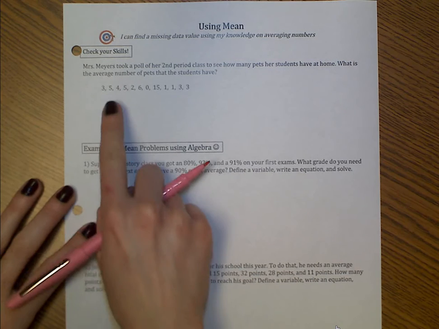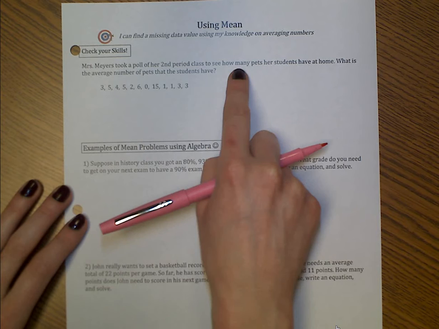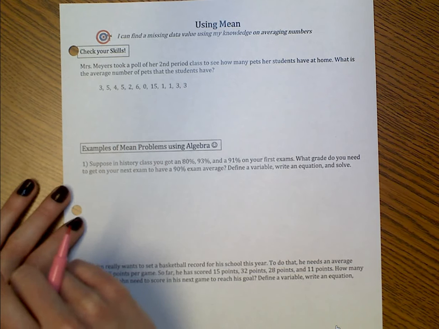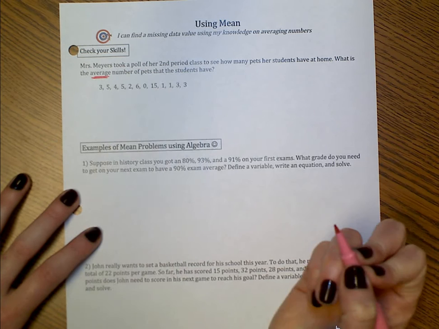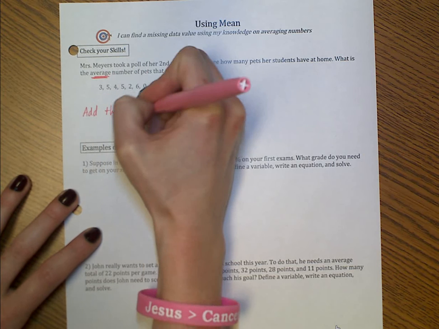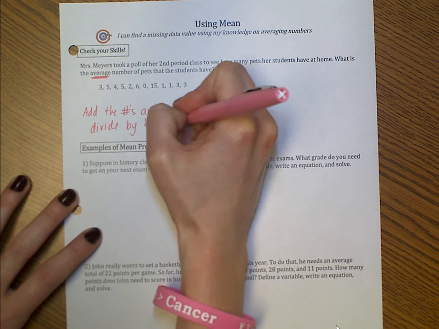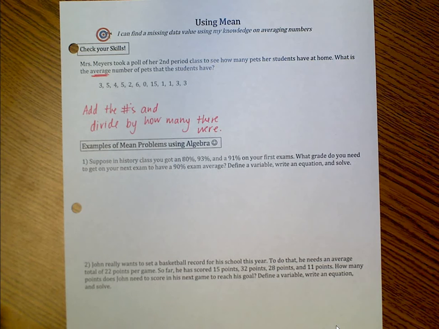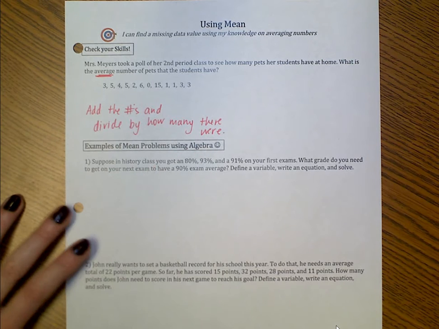So the check your skills example says Mrs. Myers took a poll of her second period class to see how many pets her students have at home. What is the average number of pets that the students have? Now, hopefully you remember this, but to average numbers, you add the numbers and divide by how many there were. So in other words, I'm going to add all of these numbers, and then I'm going to divide that number. So let's find that number first.